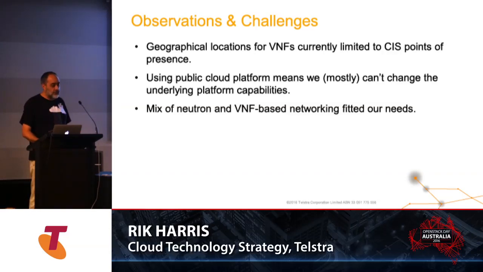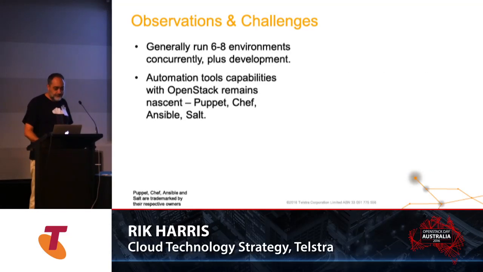We also found that the neutron networking did not do everything that we needed. We had a mixture of neutron networking and VNF-based networking to meet all of the different types of needs that we had. So normally now we run about 6 to 8 environments concurrently for various different stages of the testing, for production, for DR, etc., plus the development environments that we use to set things up.